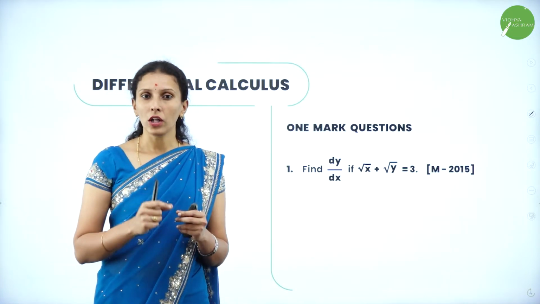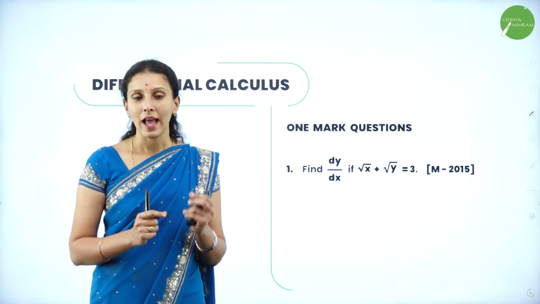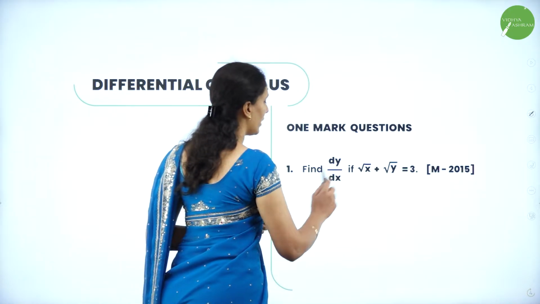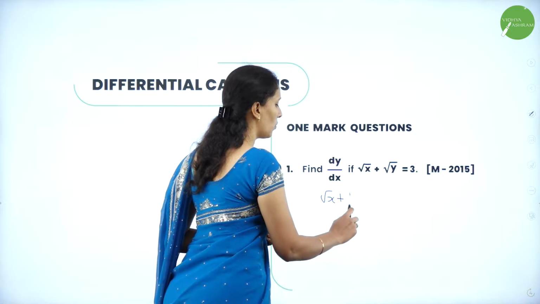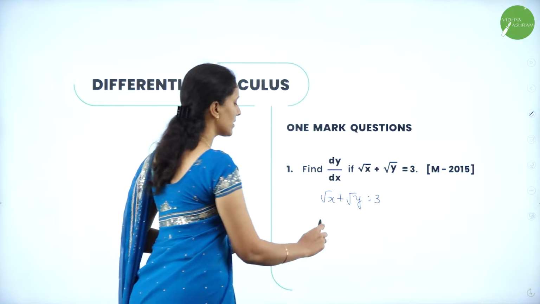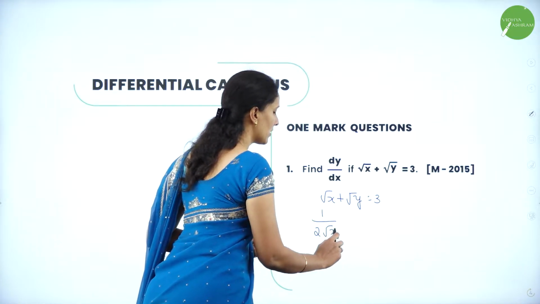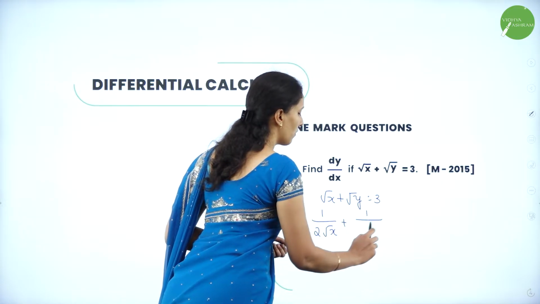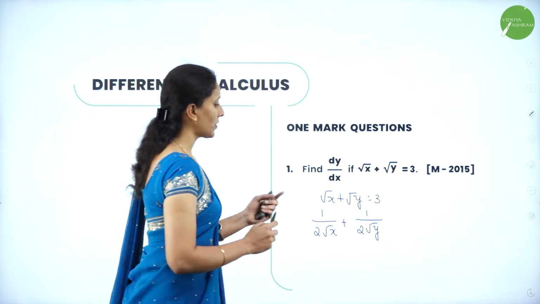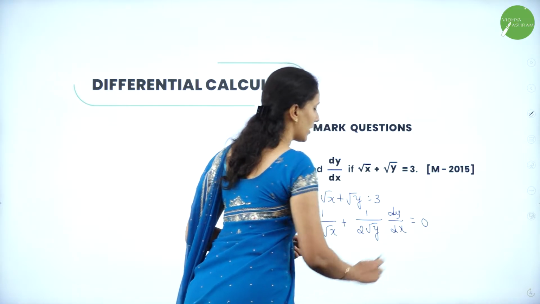You have to learn all the standard results of differential calculus, that is the derivative of each and every algebraic and trigonometric function. Here we have root x plus root y is equal to 3. When you derive this, the derivative of root x is 1 by 2 root x and the derivative of root y is 1 by 2 root y. Since you are differentiating y with respect to x, you have to write dy by dx. The derivative of a constant is 0.